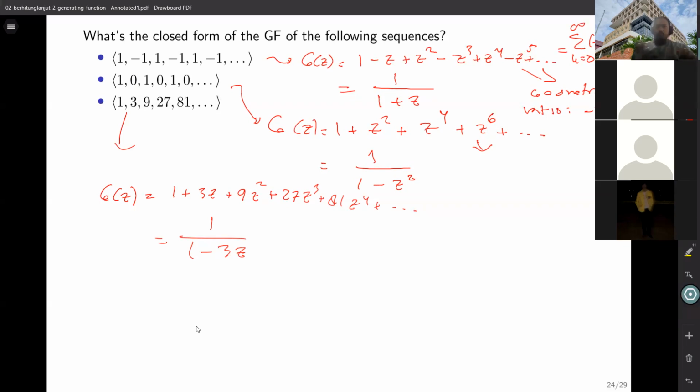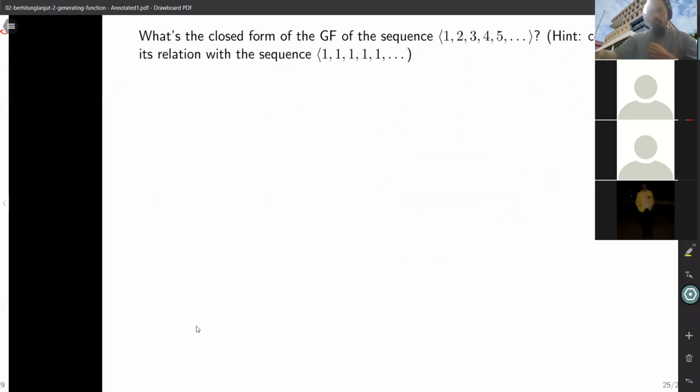And this is in fact the sum from k equals 0 to infinity of 3 to the k, z to the k. Now this one is the sum from k from 0 to infinity with the ratio z squared, so it's actually z to the power of 2k, right? Any question? No? If not, then let's move on to the next one.